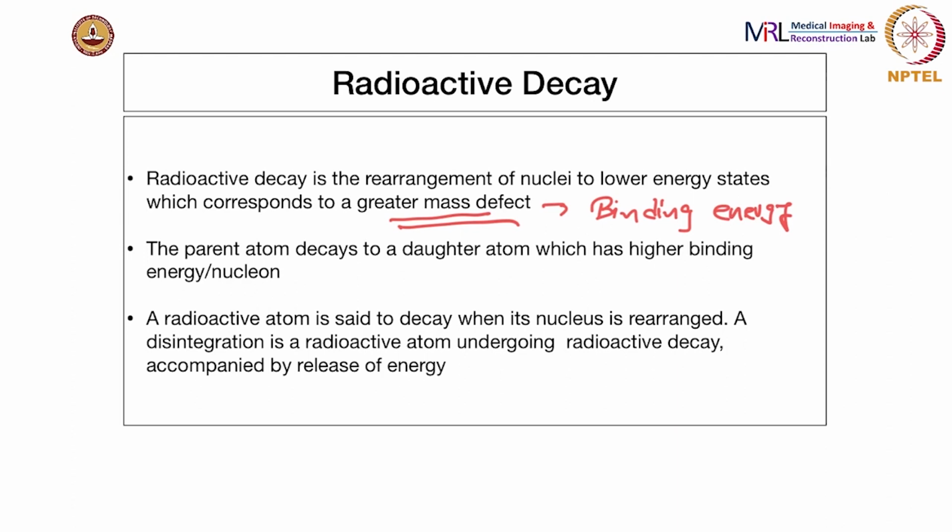Again, these are the terms that go into describing radioactivity, right? A radioactive atom is said to decay when the nucleus is rearranged. If you have some rearrangement of the nucleus in terms of its atomic number or mass number, then it's called a radioactive decay, right? There is also a terminology you will usually see, called disintegration. A disintegration is basically a radioactive atom undergoing radioactive decay. Usually this radioactive decay is accompanied by some release of energy, in some cases in the form of gamma radiation, which we measure.